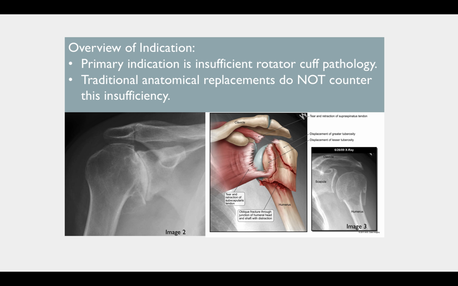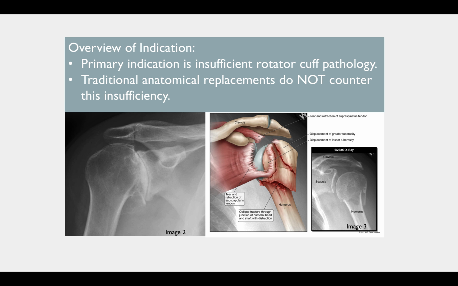Rotator cuff insufficiency is the primary indication for why a reverse total shoulder arthroplasty is a more suitable option for some patients. The loss of stability in normal force coupling, usually generated by an intact rotator cuff, will leave a patient with an irreparable rotator cuff without functional movement after a traditional implant, even if they have achieved pain relief from the osteoarthritis.